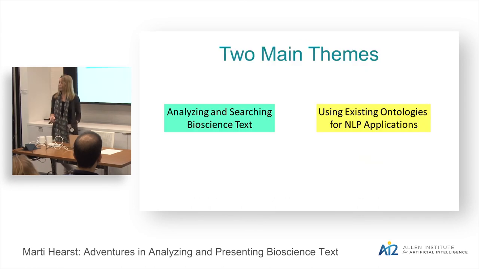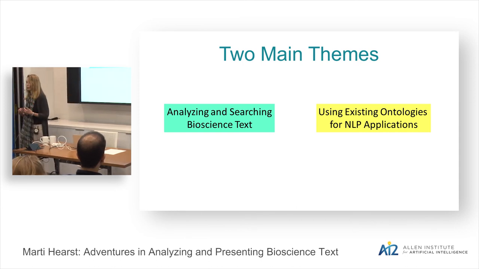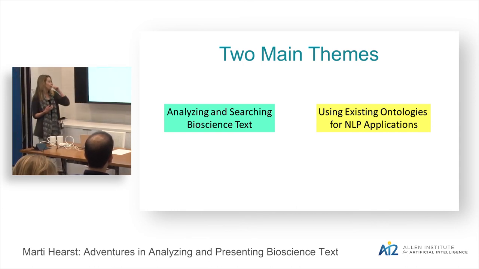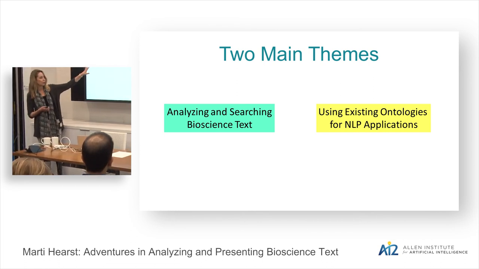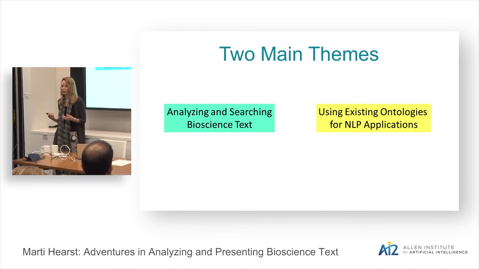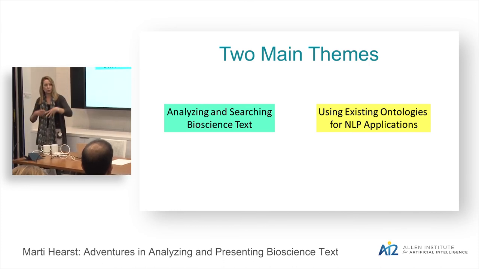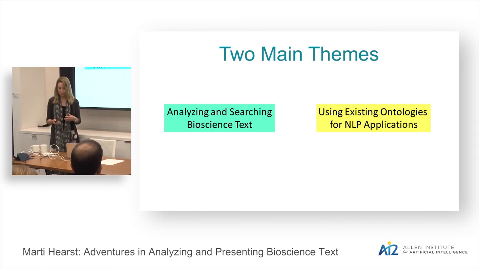So there's going to be two main themes that I'm going to cover. They're completely different themes, but they intersect in the work I'm presenting here. One theme is analyzing and searching bioscience texts. And again, a lot of this is work that was in the past. And the other theme is using ontologies for NLP applications. And how can the two come together? And I'm going to mix and match these throughout the discussion.